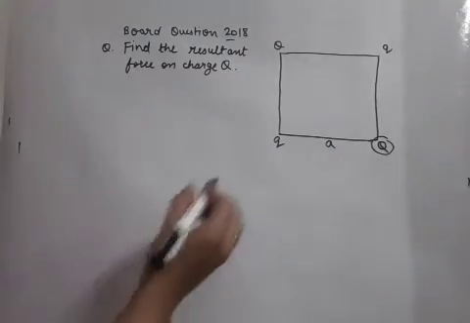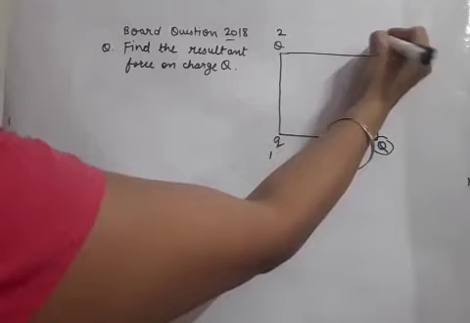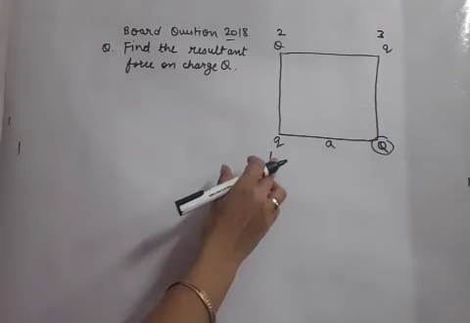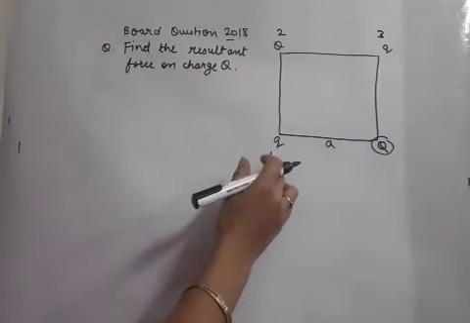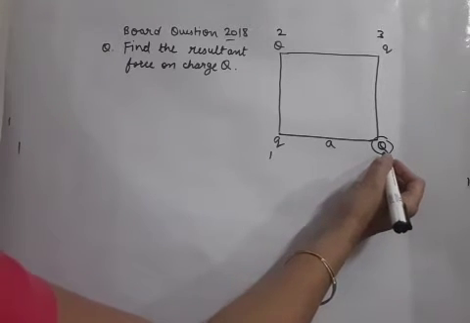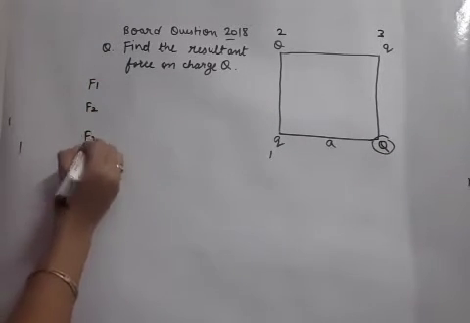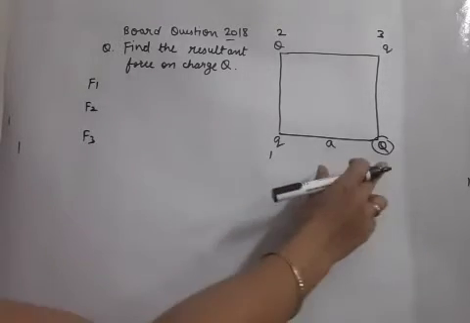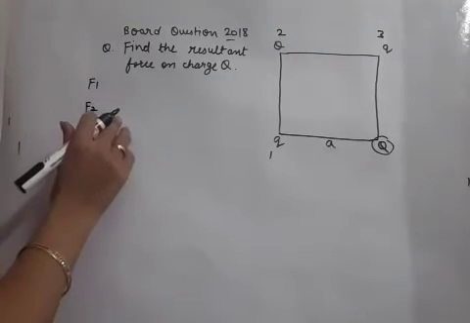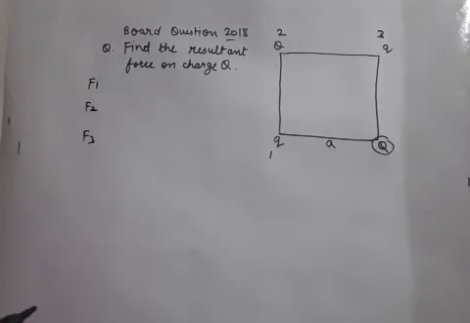Other than this capital Q there are three charges. So we can number them as 1, 2, 3. Now these charges will apply forces on this capital Q. So we will first find F1, F2 and F3 forces on this charge, and we will find value and direction. Direction we will show in the diagram.